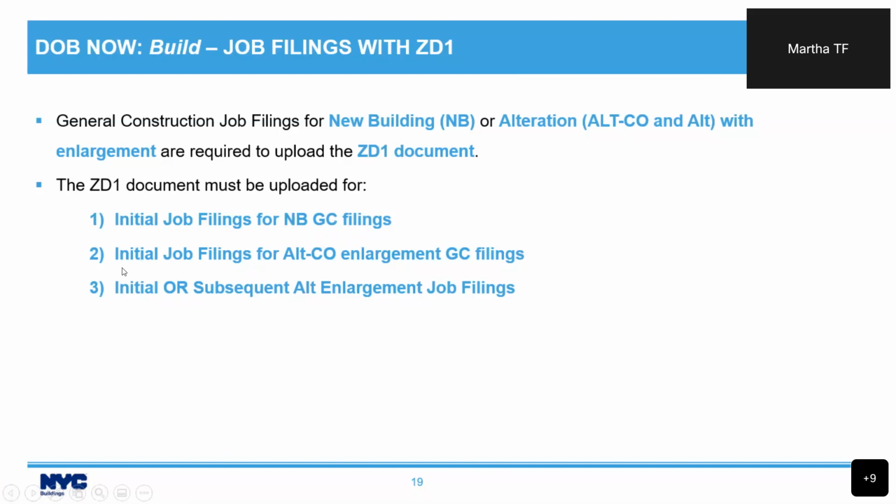construction filings, initial job filings for alt CO enlargement general construction filings, or the initial or the subsequent alt enlargement job filing. Now, for the alt enlargement, it's whichever job filing, whether it's initial or subsequent, that first has general construction as a work type.